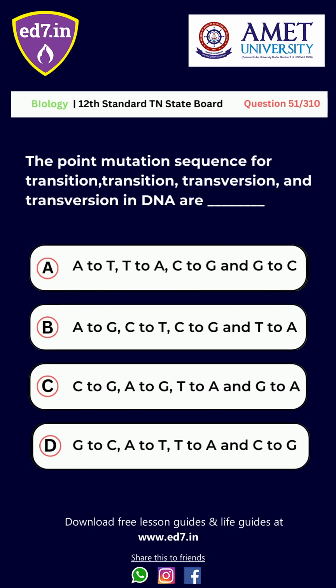Question number 51. The point mutation sequence for transition, transversion and transversion in DNA are option A, A to T, T to A, C to G and G to C. Option B, A to G, C to T, C to G and T to A. Option C, C to G, A to G, T to A and G to A. Option D, G to C, A to T, T to A and C to G. The right answer for this question is option B, A to G, C to T, C to G and T to A.